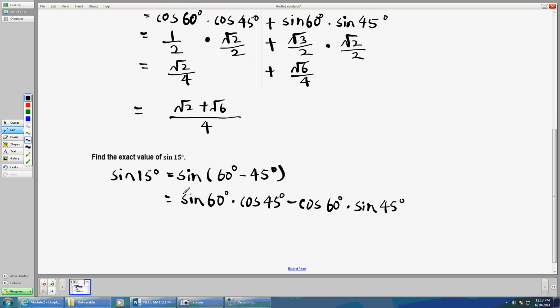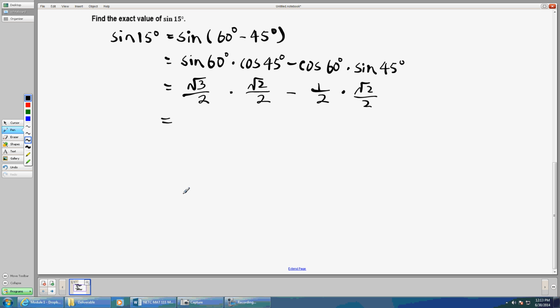So sine 60 degrees on the unit circle will be square root of 3 over 2, times cosine 45 degrees, square root of 2 over 2, minus cosine 60 degrees, which is a half, times sine of 45 degrees, square root of 2 over 2. Now if we multiply these, that will be square root of 6 over 4 minus square root of 2 over 4. Since the least common denominator is already the same, which is 4, we can just subtract the numerators, square root of 6 minus square root of 2 over 4.